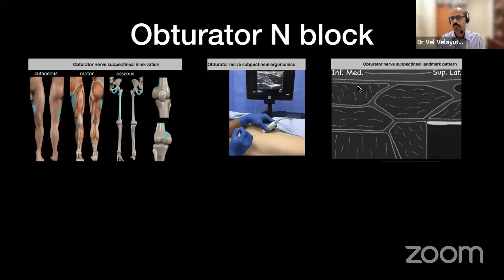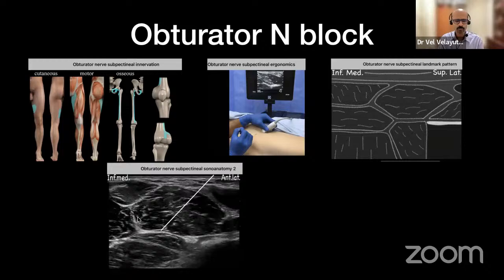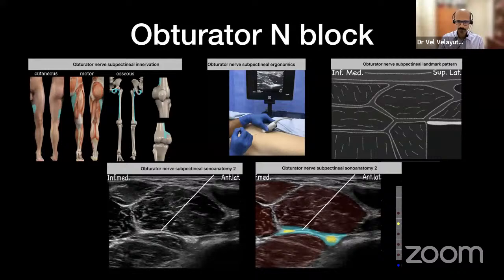So this is what's called a subpectineal approach. The ultrasound picture will show you this big muscle. Your probe's medial, and you're aiming to see these four muscles. The big muscle is pectineus. The muscle underneath is adductor magnus. This muscle is adductor brevis and adductor longus. So your obturator nerve lies underneath the pectineus above the magnus. You've got the two nerves, anterior division and posterior division. If you can see these four muscles, your needle is going to come from lateral to medial, going through the pectineus, and underneath the pectineus is where you put your local anesthetic.